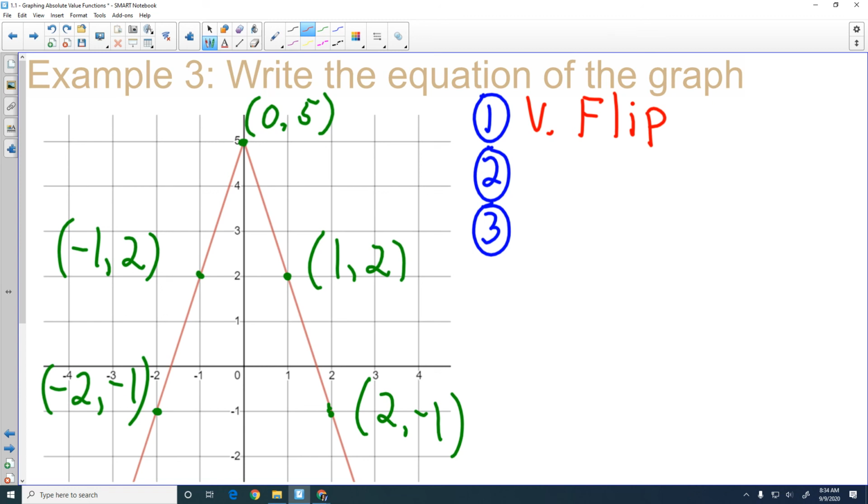After that, think about any stretches. Did it follow our parent function's 1, 1 pattern, that same slope? Or is it like taller? Was it stretched out vertically? And if it was, by how much? Like how many more times taller or how many times shorter is it compared to our parent function? So think about those.